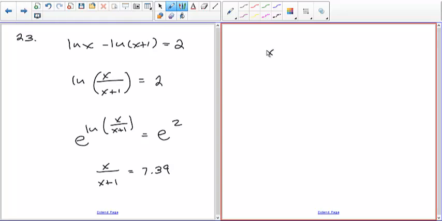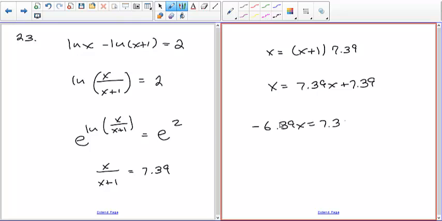Okay, if we multiply both sides by x plus 1, we get that. So that's x equals 7.39x plus 7.39. Subtract 7.39x from both sides, you'll get negative 6.39x is equal to 7.39. Divide both sides by negative 6.39, and you get negative 1.16.